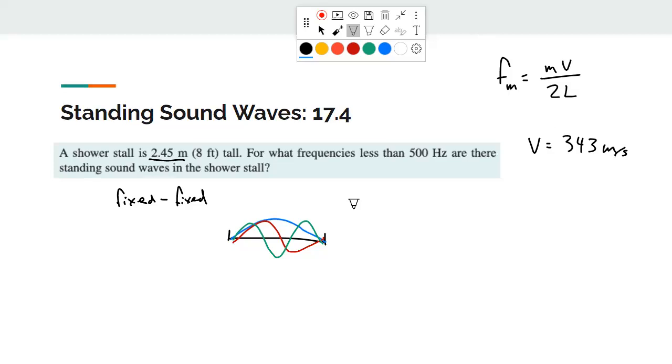But anyways, we can then use this 500 hertz to find what harmonic that is. Okay, so we have 500 hertz, and we know that that's some harmonic, and we want to solve for which. So we say m times 343 over 2 times 2.45. And so we get some value for m, and m has to be an integer. Oftentimes you'll find a value for m and it won't exactly be an integer because of calculator error, or maybe something about the approximations you're making in that problem.